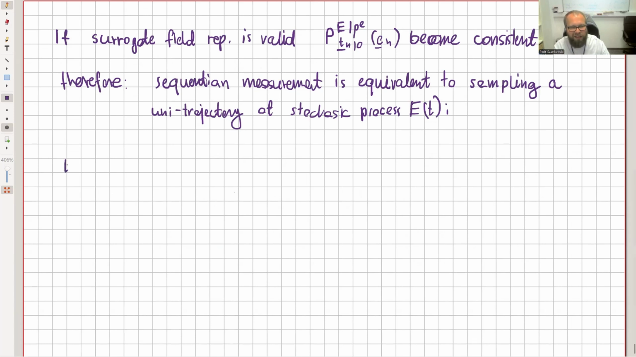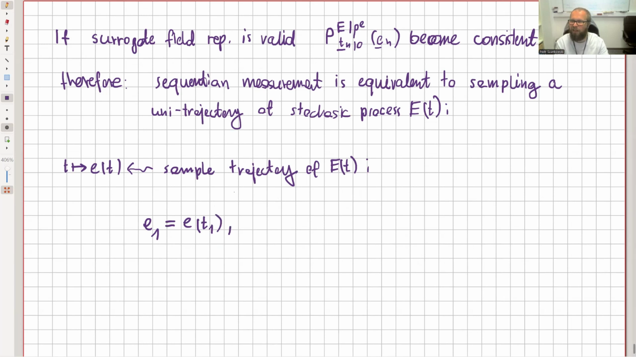if E(t) is a sample trajectory of process E, right? Then E1 equals E at time T1. The thing we measured is as if we probe the trajectory, and this is the value we found out. E2 equals E at T2, and so on until En equals E at Tn. All right.